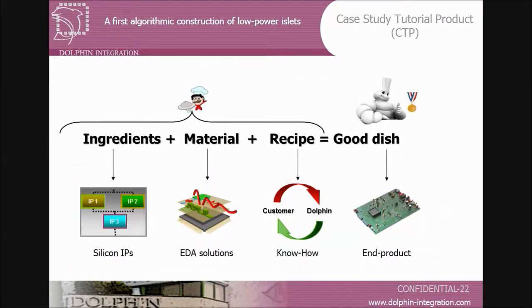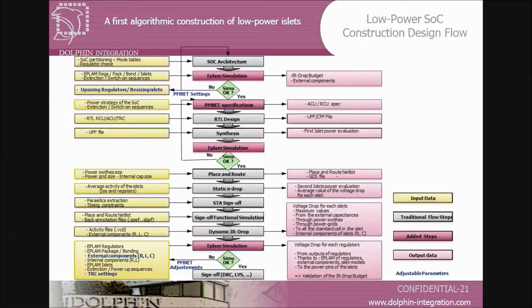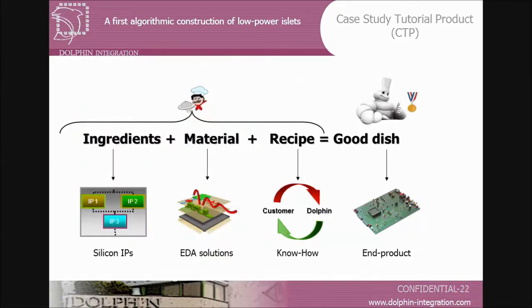Okay, so you have silicon IPs, you have an EDA solution. What we propose to add is a recipe, which means the transfer of know-how through our case study tutorial. Because when you see here the different steps, EPLAM simulation, we don't just say EPLAM simulation. We provide to the customer the different models required for this type of simulation and how to perform this simulation. So this is the heart of the CTP product.